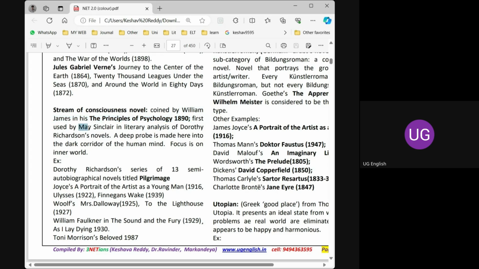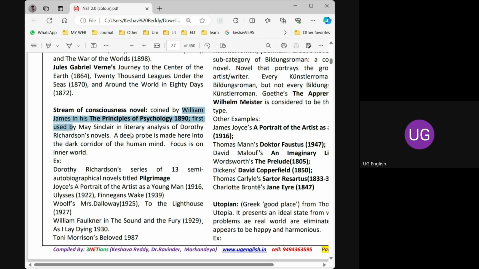That is very important. In her literary analysis of Dorothy Richardson's works, Dorothy Richardson is very well known for 13 novels, all interrelated. This is a series of 13 semi-autobiographical novels called Pilgrimage. So these 13 novels are related to stream of consciousness. And who invented the term? May Sinclair applied the term, but the term was invented by William James.